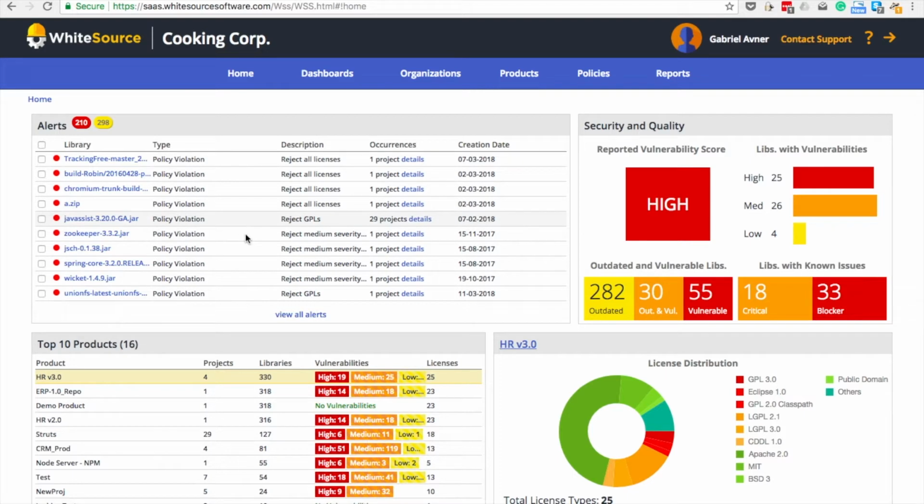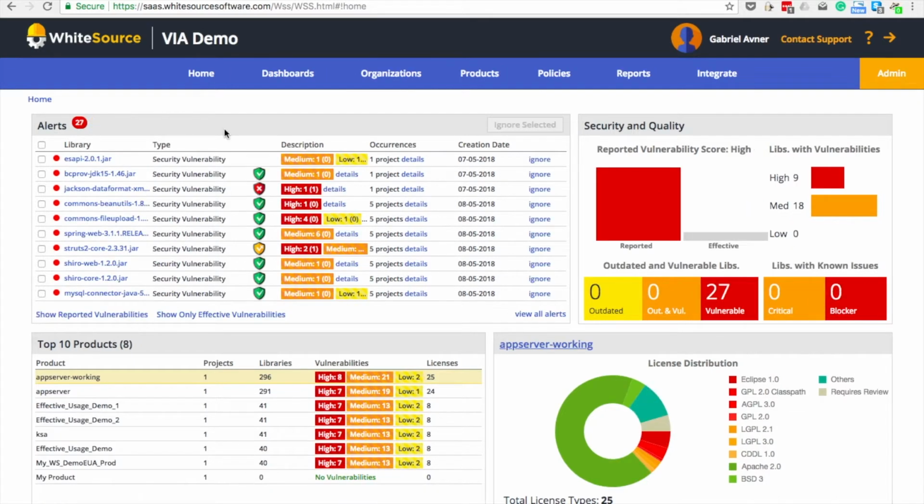Before the implementation of the effective usage analysis technology, we were able to see that a number of open source components in our project have a couple of high severity vulnerabilities. While this is important to know, it doesn't tell us the whole story. Now, when we look at an organization that is using WhiteSource with the effective usage analysis technology being implemented, we can see a more complete picture.